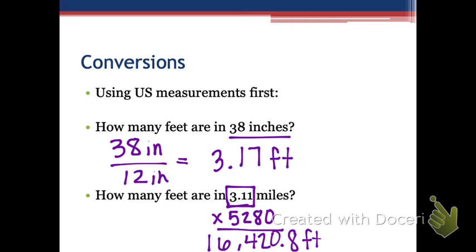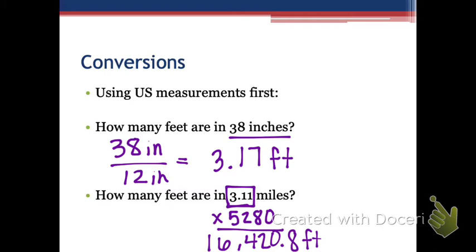It would not make sense to us if we had accidentally divided 3.11 by 5,280. We would have gotten a value of 0.000005 feet. Would that have made sense? Could there be that many feet in 3 miles? Right, that wouldn't have really made sense. So we want to check to see, does it make sense?